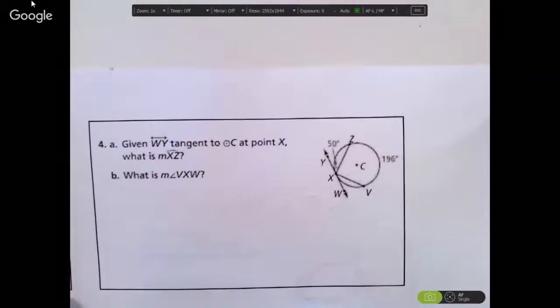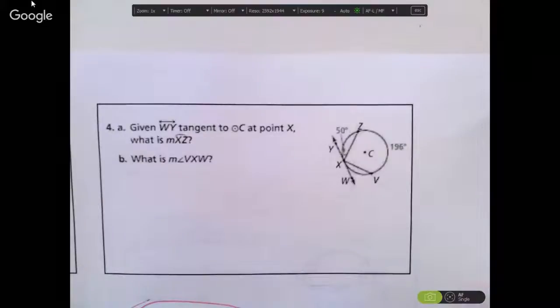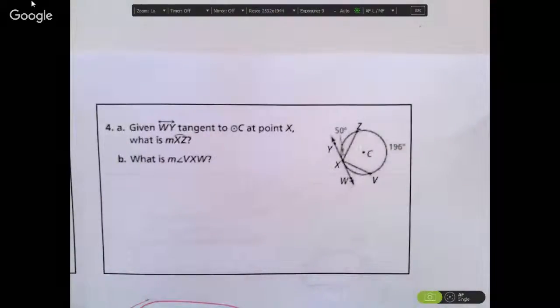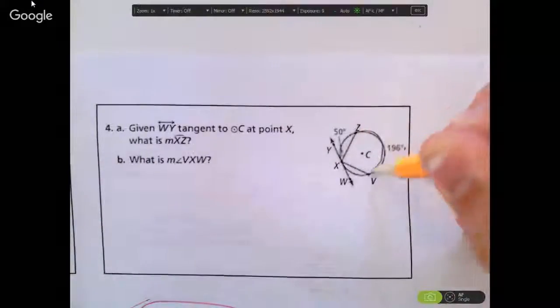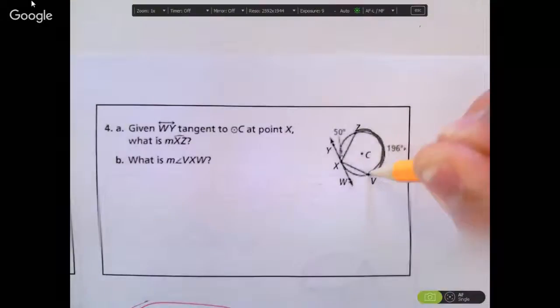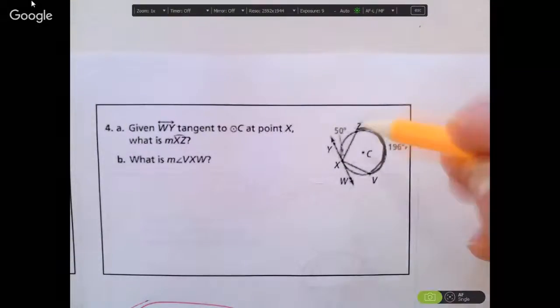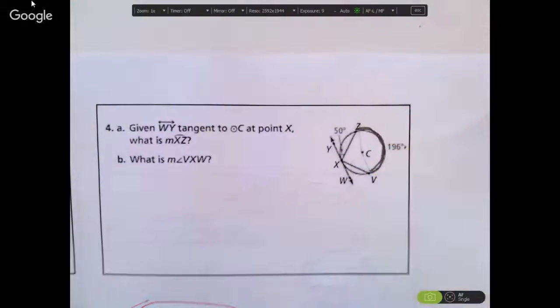And they do a good job. So on this one, and this one's kind of weird to me because sometimes I've seen where they don't give you the degree, but this one they're giving you the degree. So 196 is what two things? It's the central angle and it's the arc. So you could say that this right here is 196 degrees, or you could say that the central angle is 196. It means the same thing.